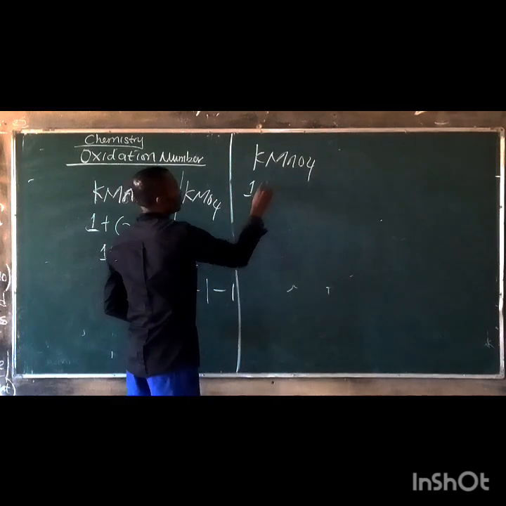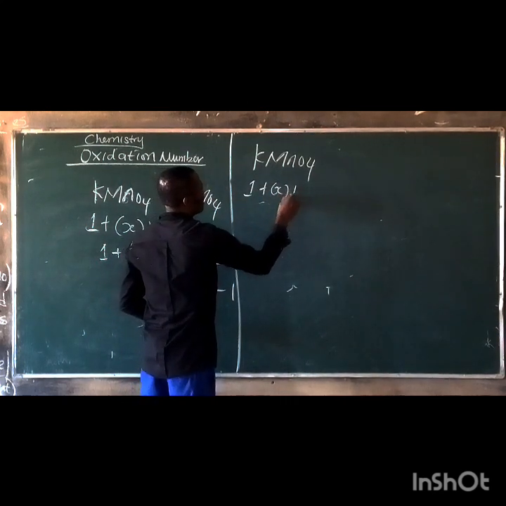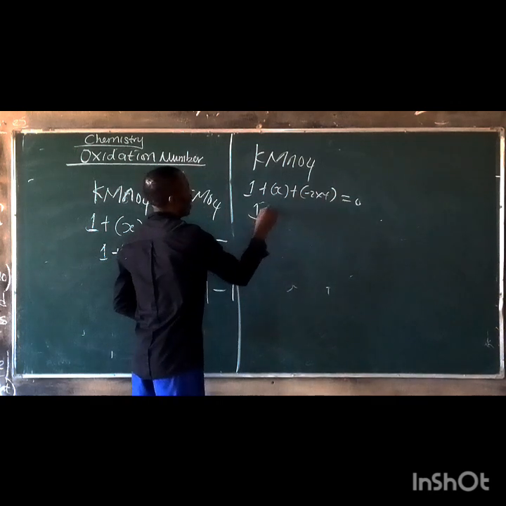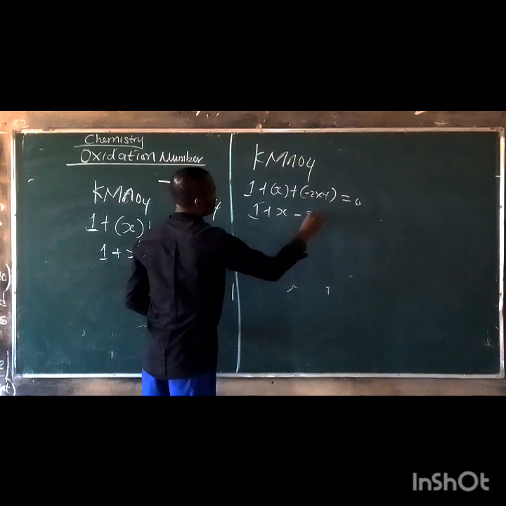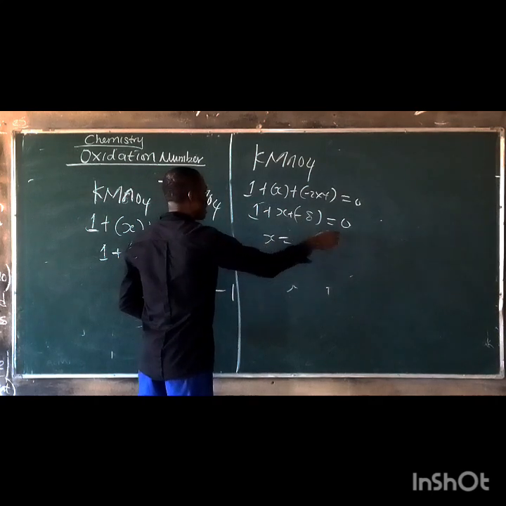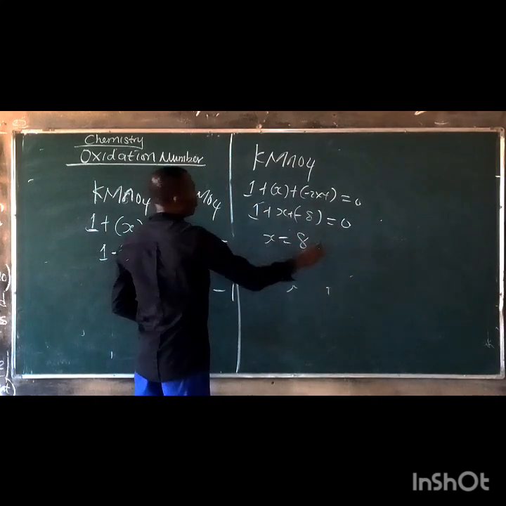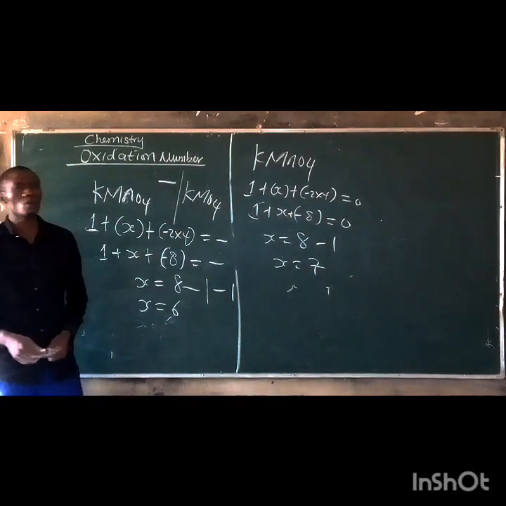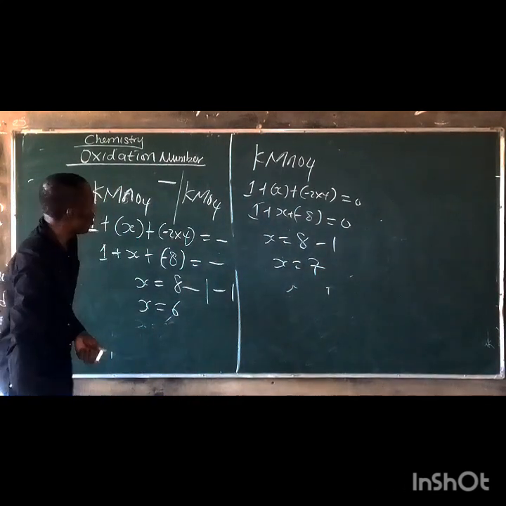Very easy. This is 1. 1 plus x, we don't know that, plus minus 2 times 4 is equals to 0. So this is 1 plus x, minus 2 times 4 is minus 8. Remember to put your plus, is equals to 0. This is x, 8 move to the other side, plus 8, 1 move to the other side, minus 1. So x is equals to 7. Potassium tetraoxomanganate 7.